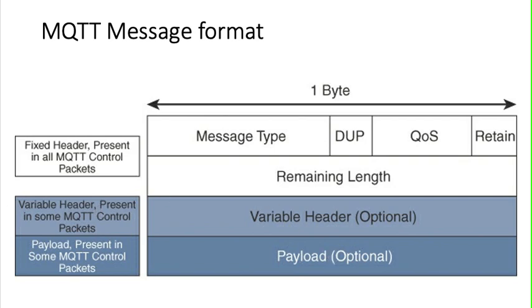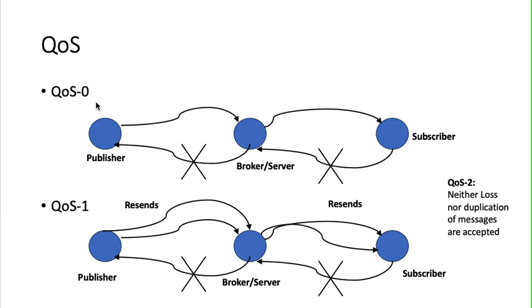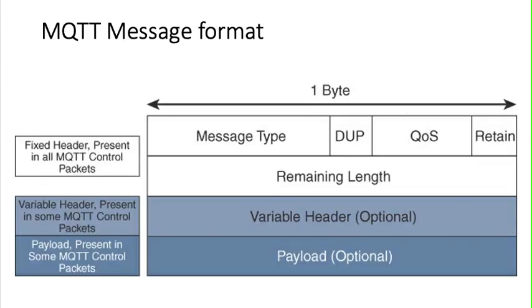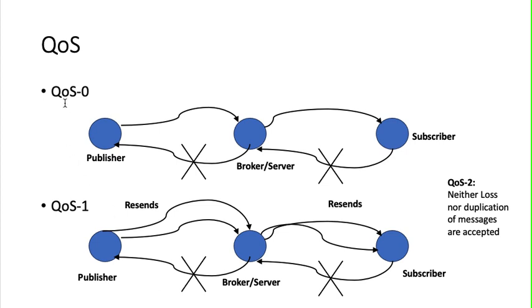So now let us take the QoS. As I said, here there is a field called QoS. In QoS we have three levels: QoS 0, QoS 1, QoS 2, quality of service. So QoS 0: here we have a publisher, in between there is a broker, and the last one is the subscriber. How it works is the publisher sends the message to the broker only one time, and from the broker it will be sent to the subscriber, and there will be no retransmission and no acknowledgement. That is called QoS 0.